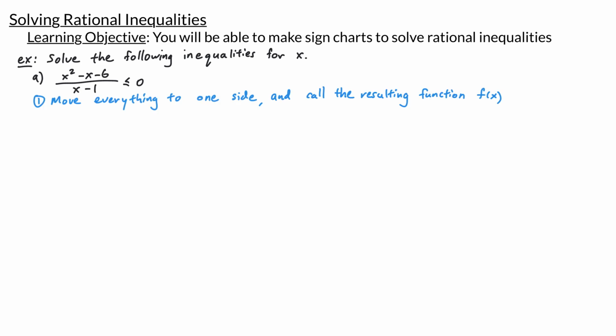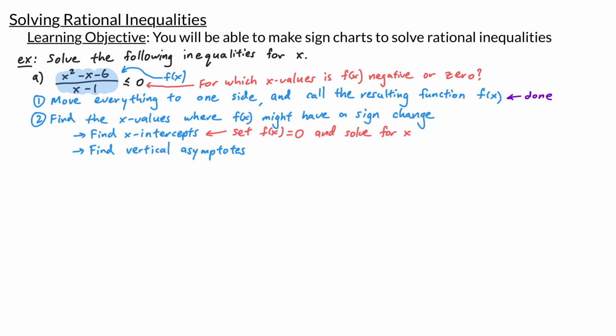Our first step is to move everything to one side and call the resulting function f of x. In this example, everything is already on one side of the inequality, and we have 0 on the other side. So what we have on the left-hand side here, this is what we'll call our function f of x. So to find the solutions for this inequality, we're essentially asking ourselves, for which x values is our function f of x less than or equal to 0? Or in other words, when is our function f of x negative or 0? To answer this question, we need to determine where our function is positive and negative. And to do that, we'll be making a sign chart.